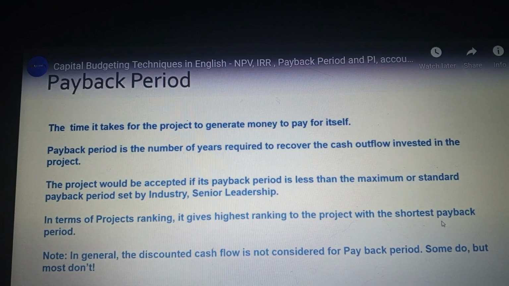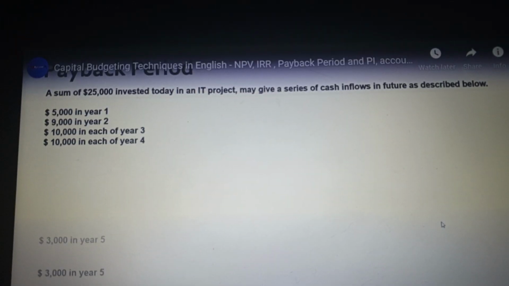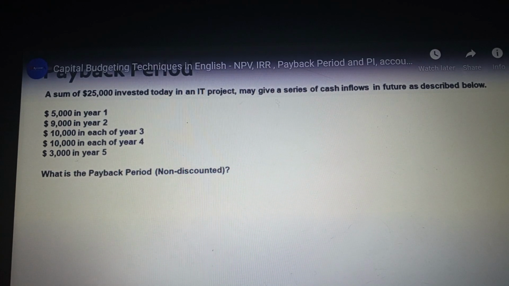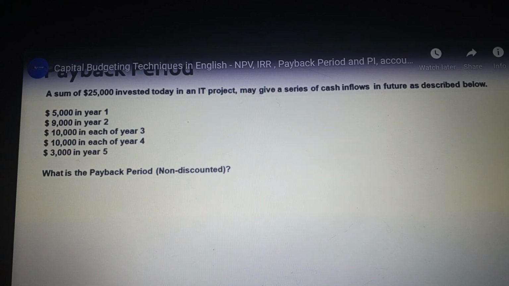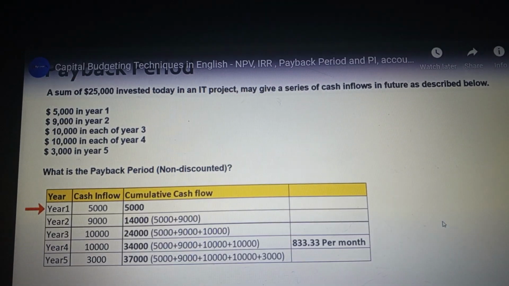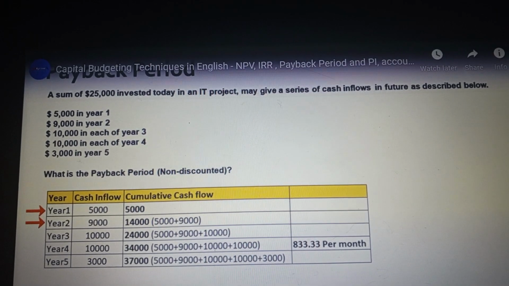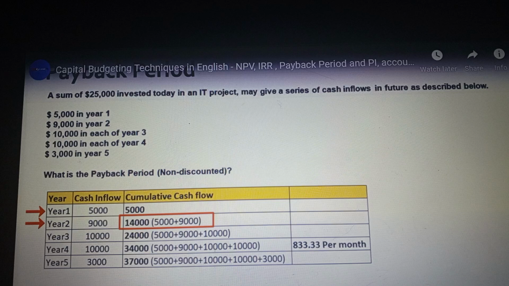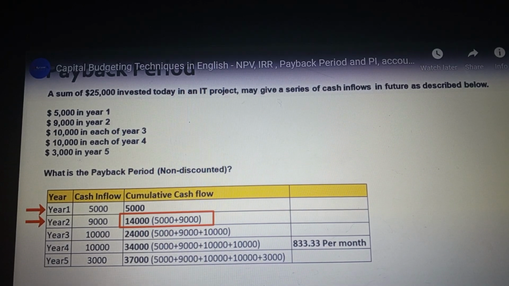Okay, so let's look at the example. It's the same example we have looked into for profitability index. Let's now calculate the payback period for the same example. So what we need to do is we need to figure out when we can recover our investment. The initial investment is $25,000. In year 1 we recovered $5,000, and in year 2 we recovered $9,000. So in total we recovered $14,000 till the end of year 2, which is nothing but the sum of 5,000 plus 9,000 in cumulative numbers.